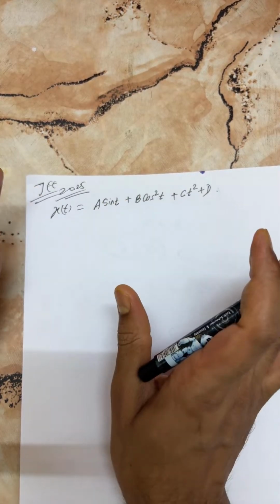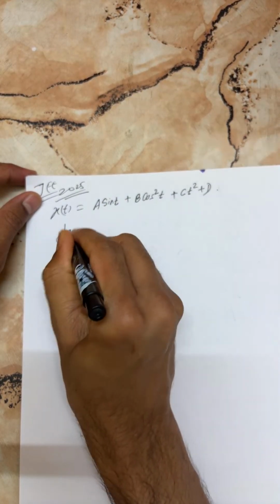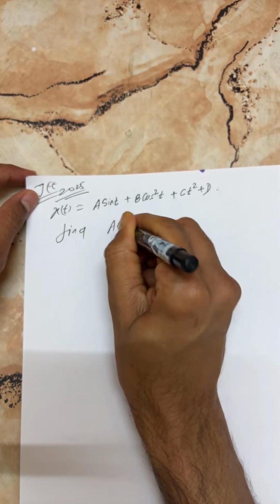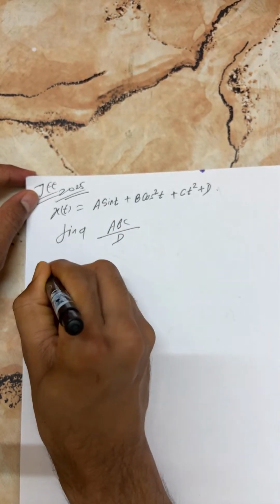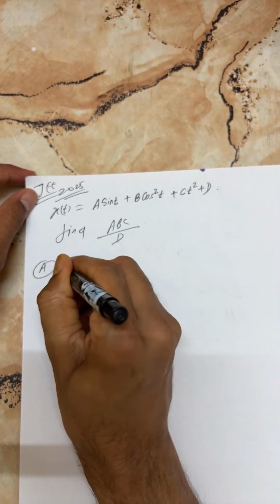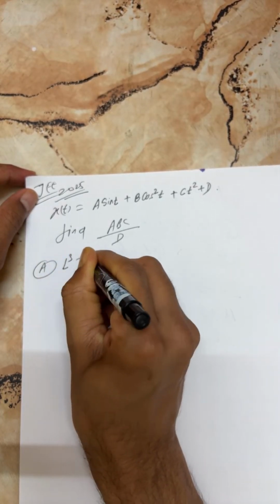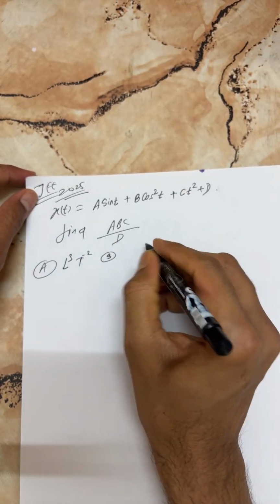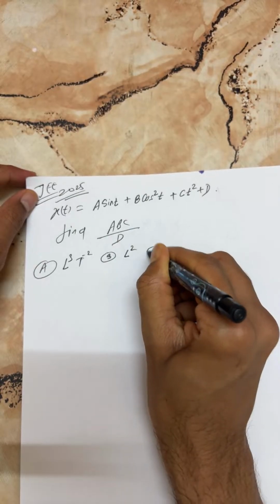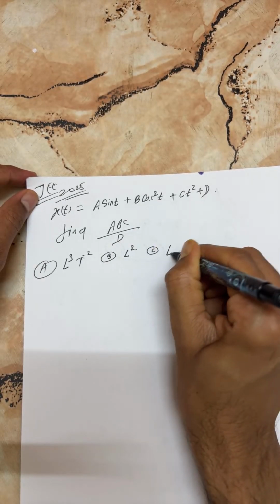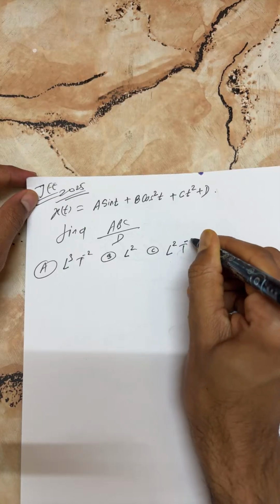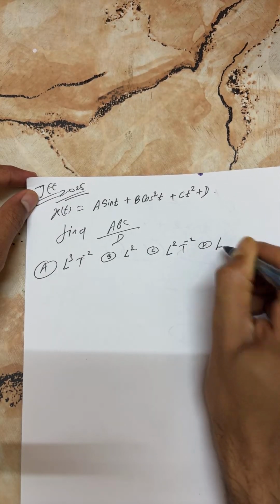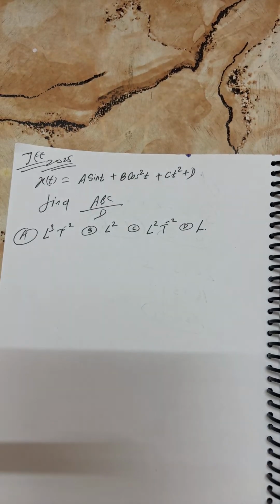Where t is time, mentioned in the question. Find A, B, C by D. I'm writing the options, kids. L3 t to the power minus 2. This is L square. L2 t to the power minus 2. And that is L.